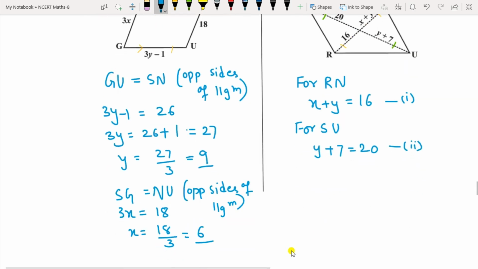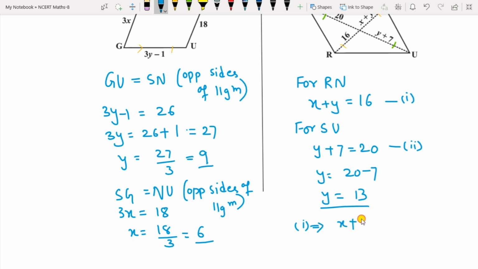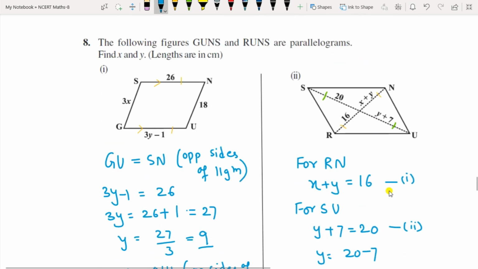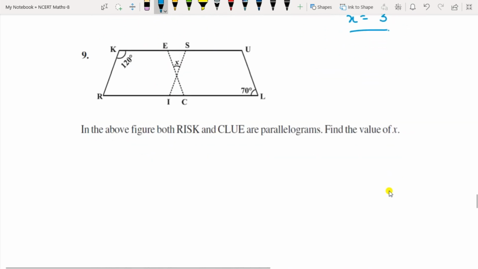From this you can find the value of y here. So y equal to 20 minus 7. So y equal to 13, the answer here. Okay, substitute 13 in equation 1. So you will get equation 1 as x plus y, which is 13, equal to 16. So x equal to 16 minus 13, that is x equal to 3, the answer. Okay, so x equal to 3. So this way you have to solve question number 8. Okay, let us move to question number 9.